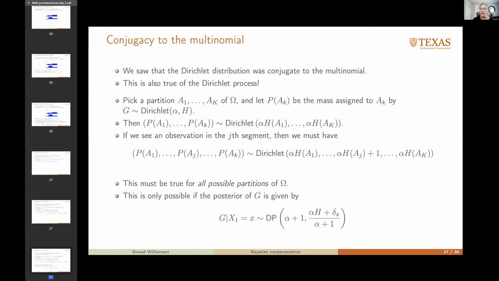So every partition I know gives me a Dirichlet. If I add one observation to each of those partitions, the posterior must also again be a Dirichlet. Because the partition is a Dirichlet, going back to the infinite dimensional space, the posterior must also be a Dirichlet process. And in fact, as a consequence of this, if I have a Dirichlet process prior and I see one observation, my posterior is also going to be a Dirichlet process where I have added one to that concentration parameter and I've added a point mass where I saw that observation to my base measure H.